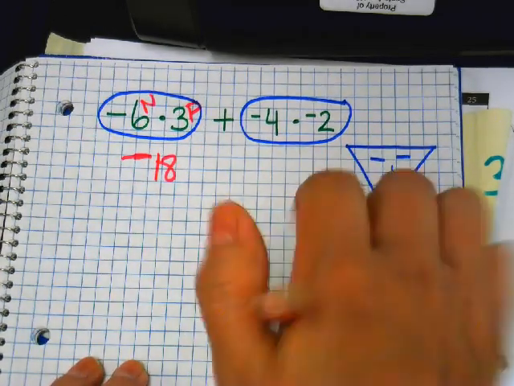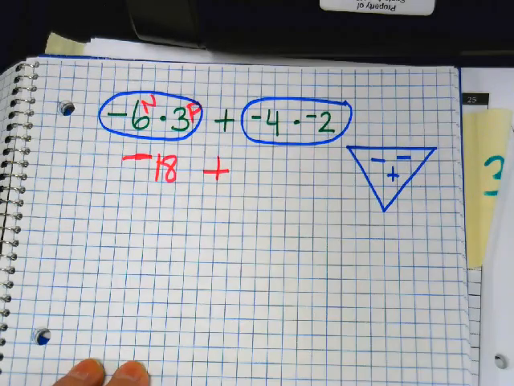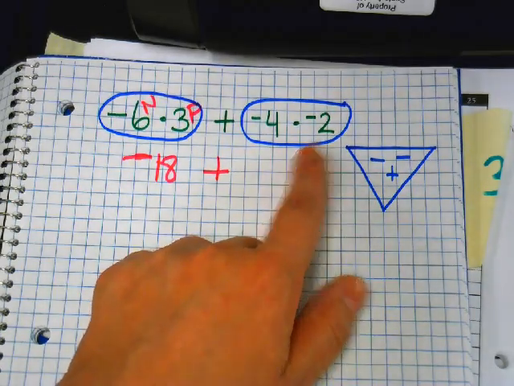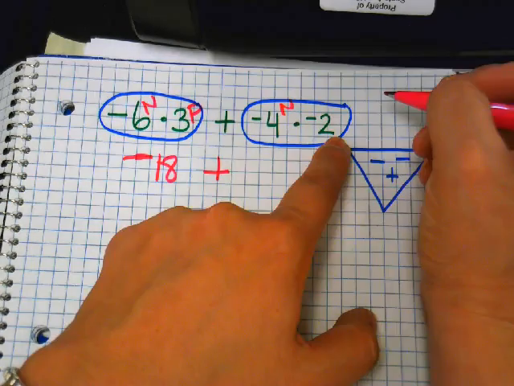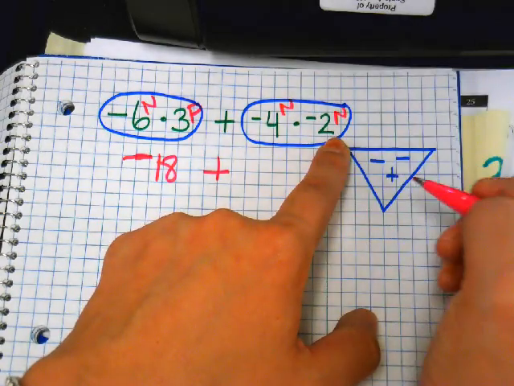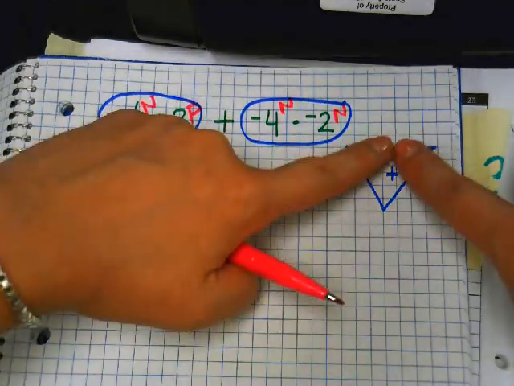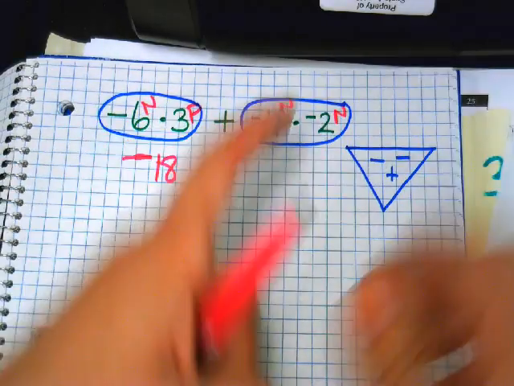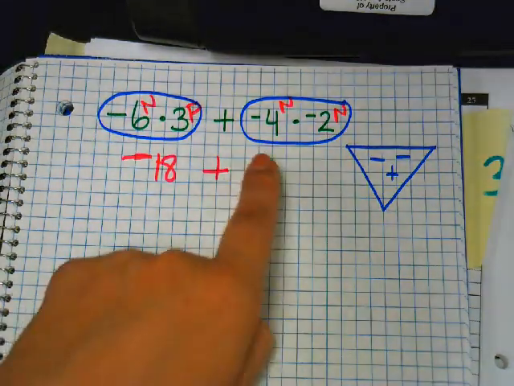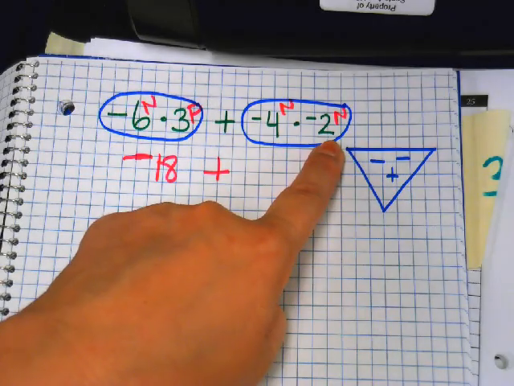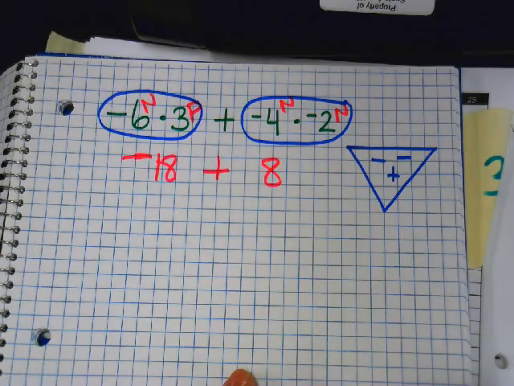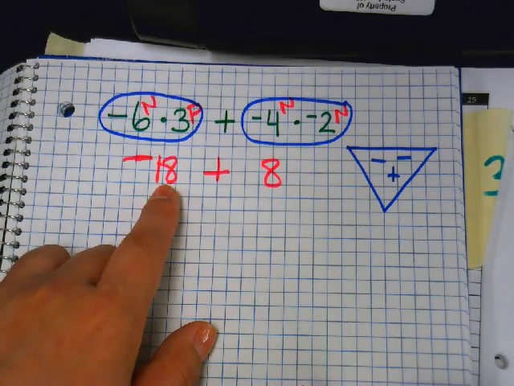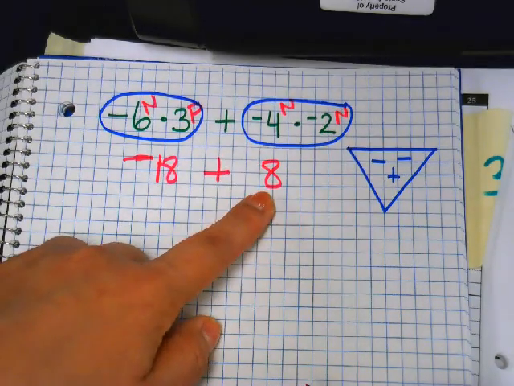Okay. Now, I'm going to bring down my plus sign. Now I'm going to do the second mini problem with my Dorito Man. First number is a negative. Second number is a negative. So you can either cover it up with your fingers or you can cross them out. This is what you're going to do on Friday for your test. Negative 4 times negative 2 is a positive 8. So negative 18 plus positive 8 is negative 10.